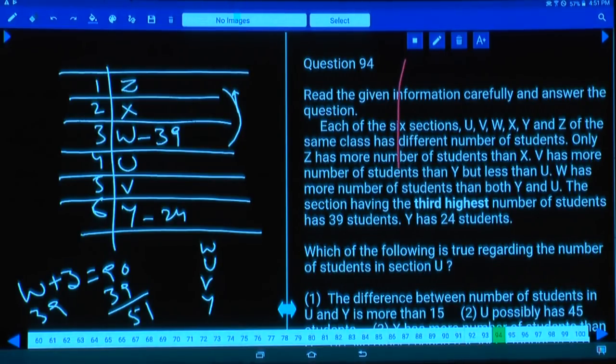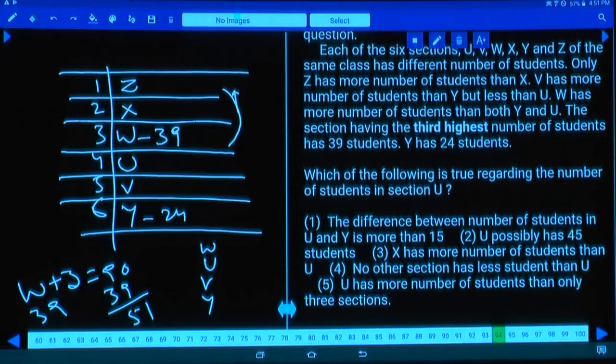Then question number 94. Which of the following is true regarding the number of students in section U? The difference between the number of students in U and Y is more than 15. We cannot be sure this is definitely true. U possibly has 45 students, that is false. X has more students than U is definitely true. Choice 3. Hence question number 94, choice 3 is the answer.